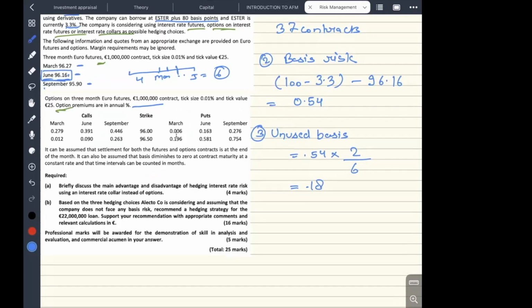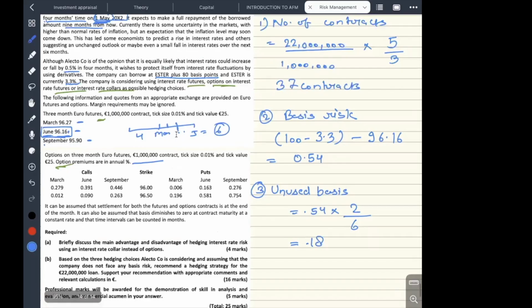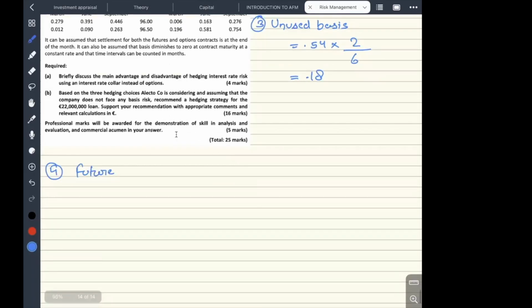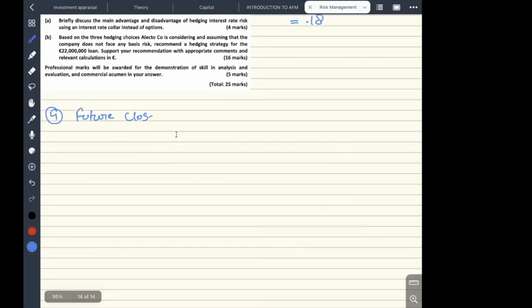Okay. Now the next step is going to be the most important one. That will be your future closeout price. I'll start future closeout price from here. What is the risk that we are facing? Sir, interest rate might increase by 0.5% or it might fall by 0.5%. These are the two things. Either it might increase by 0.5 or it might decrease by 0.5.